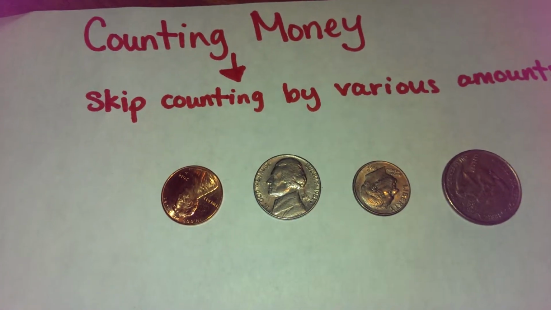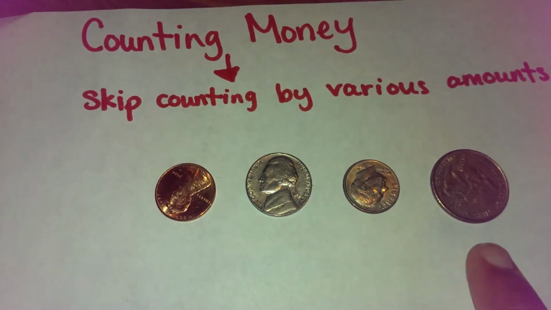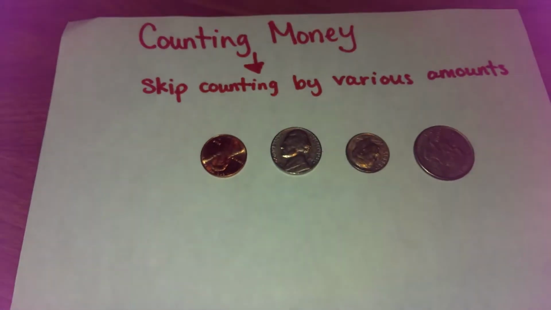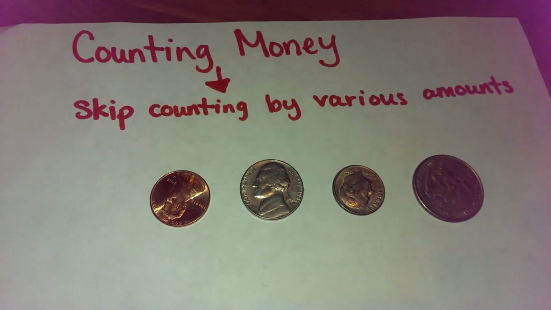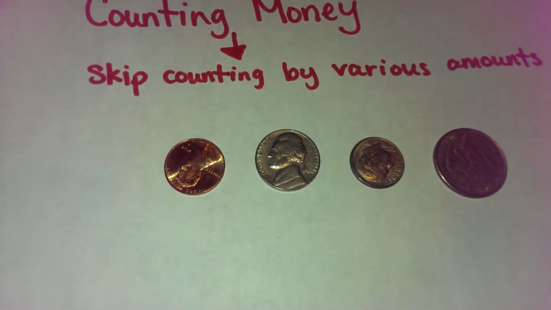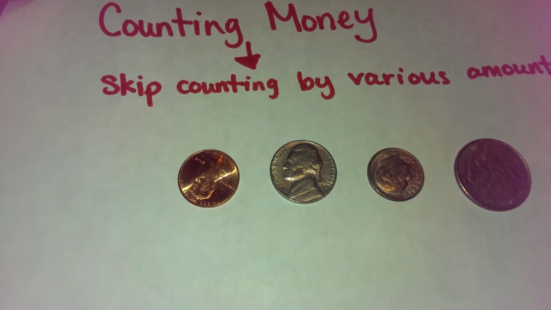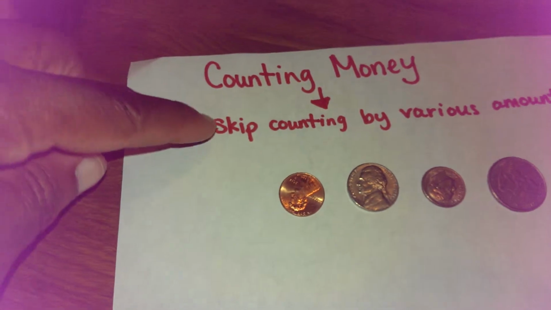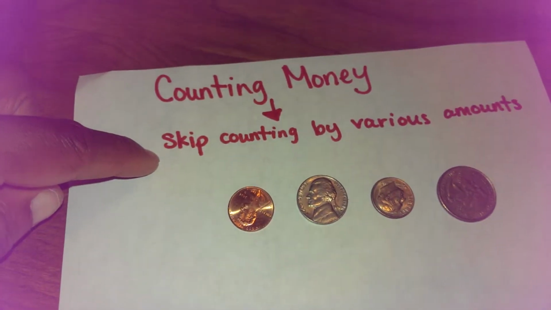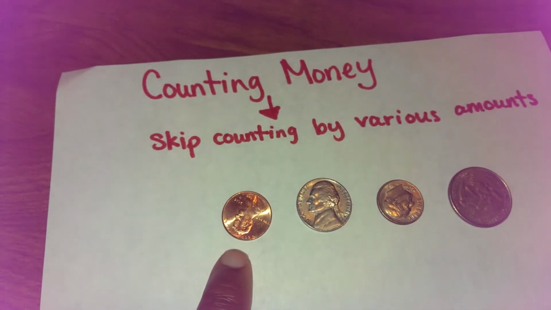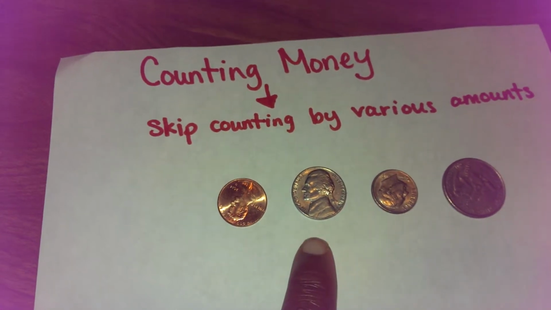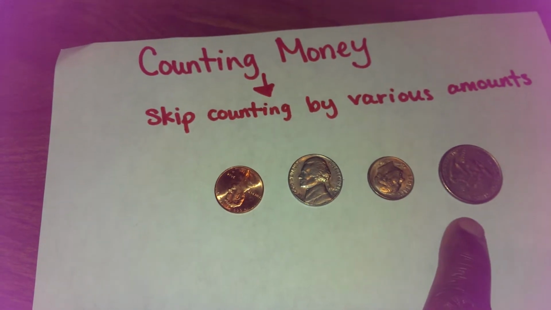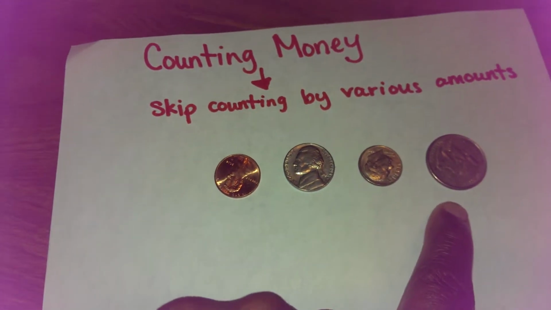We do want all students to be able to identify each coin and kind of notice what's different about them. The first thing that we notice that's different, of course, would be size, color, and then also their values. So when we're counting money, we're basically just skip counting by various amounts. So if we're using pennies, we're going to count by ones. If we're using nickels, we count by fives. Dimes are counted by tens, and quarters are counted by 25s.